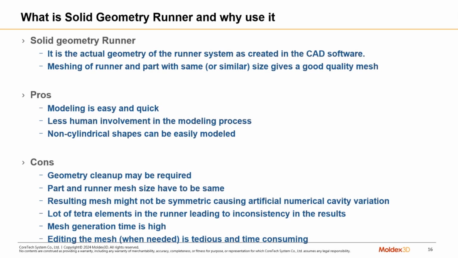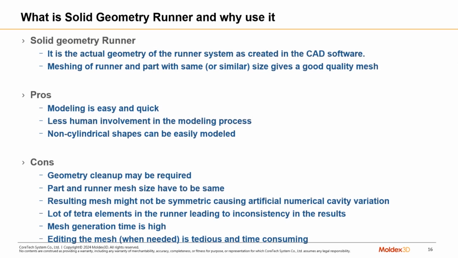Yes, even though you are spending less time in preparing the CAD model, mesh generation time is high, right? Which is the opposite with the line-defined geometry, where you are spending a few more minutes in creating and measuring the runner and creating it inside the Moldex3D. But your results are highly accurate and your mesh generation time is lowered by that, right? And editing the mesh is tedious and time consuming as well. Like in this case, you are spending time in fixing the mesh and that could take up some time.